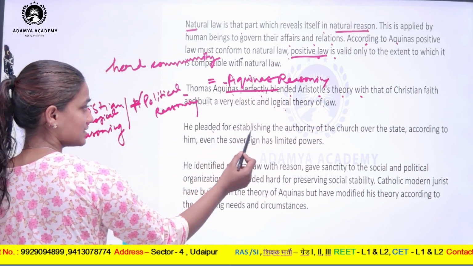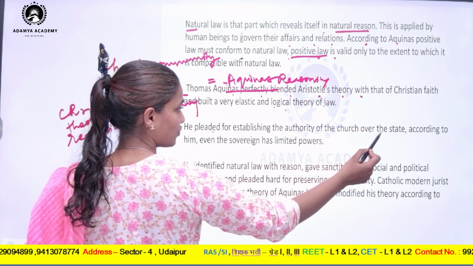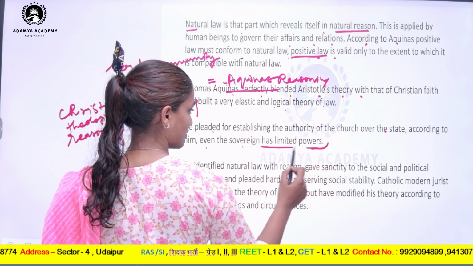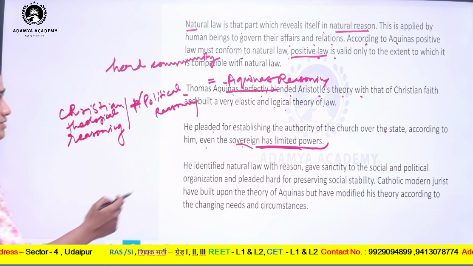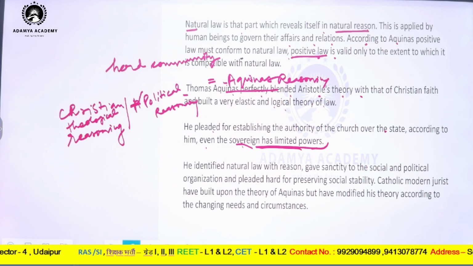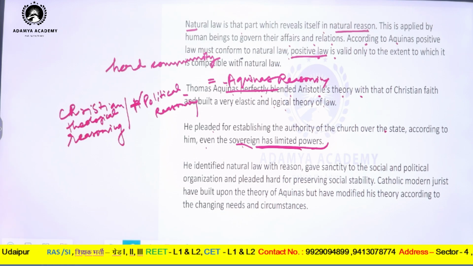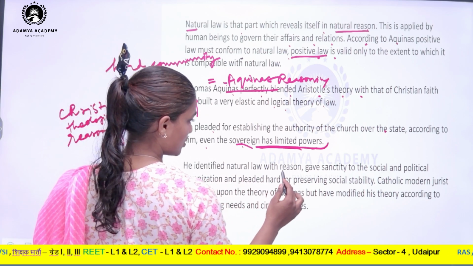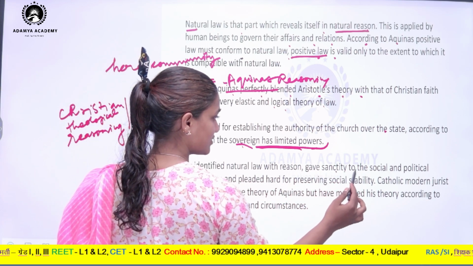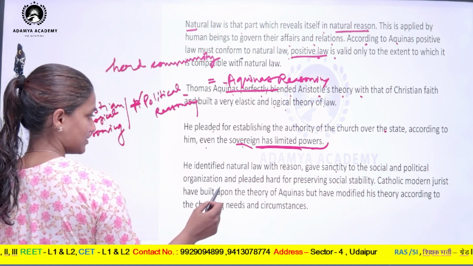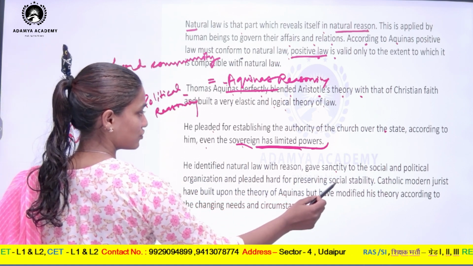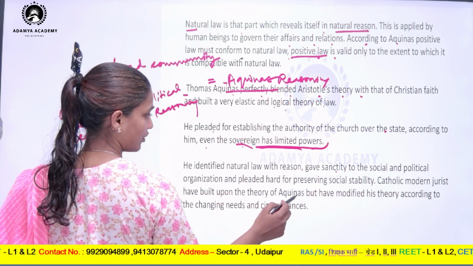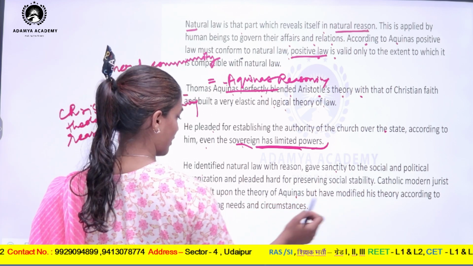He pleaded for establishing the authority of the church over the state. According to him, even the sovereign has limited powers. He identified natural law with reason, gave sanctity to the social and political organization, and pleaded hard for preserving social stability. Catholic modern jurists have built upon the theory of Aquinas but have modified his theory according to the changing needs of circumstances.